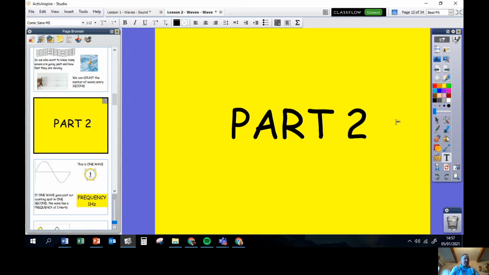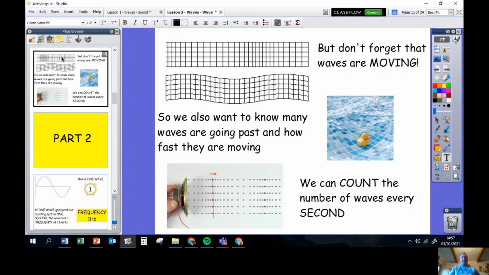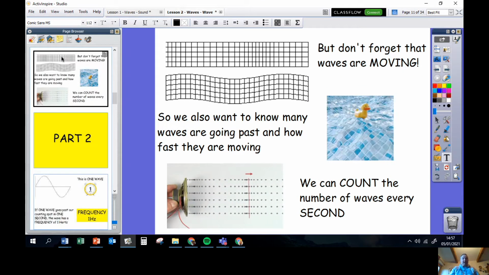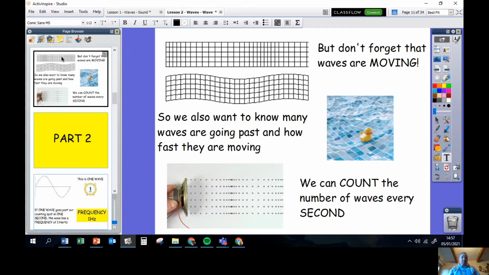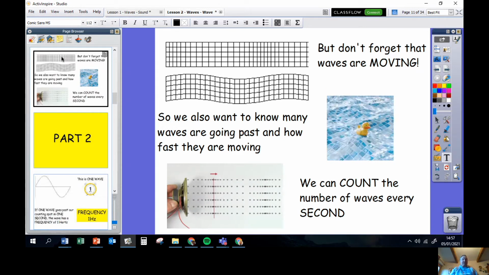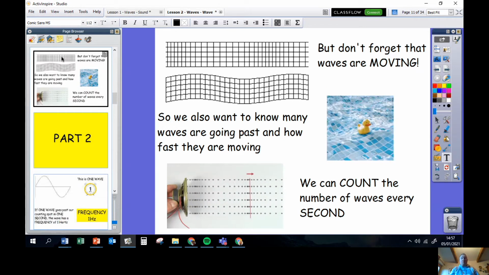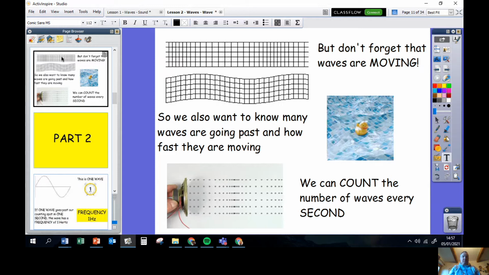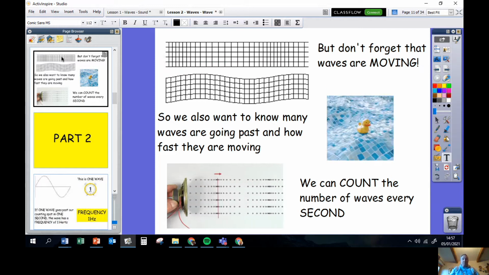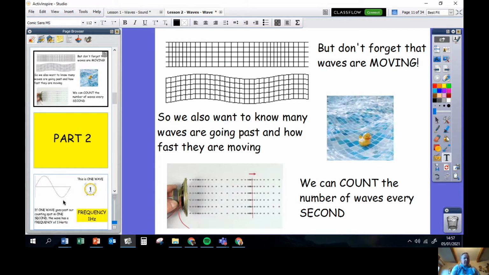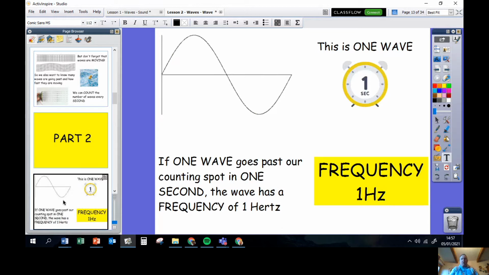And the next thing I want to talk about is this idea that when we've done these measurements of waves, we've really just been drawing them as flat pictures, not moving like waves realistically do. But of course, waves are moving. So we're going to do some sums about how the waves move. First thing we want to work out is how many waves go past in 1 second. And that's called the frequency of the wave.